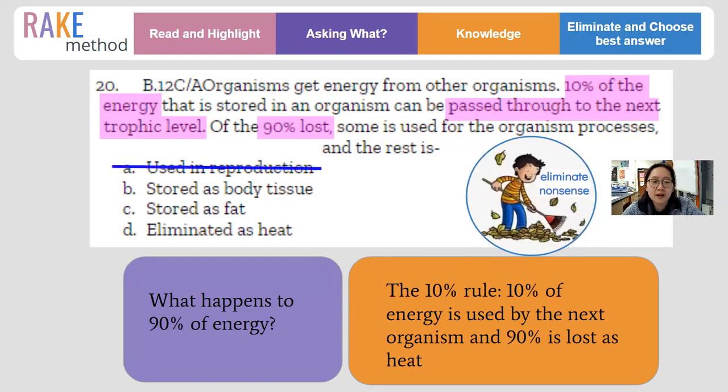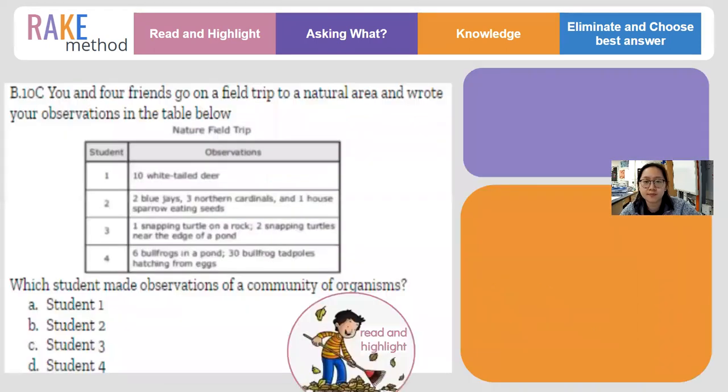So we're eliminating the answer choice that says use in reproduction, because we are not talking about reproduction at all when we're talking about the energy passing on or passing into the atmosphere. We also are not talking about the energy being stored as body tissue, because if it was stored as body tissue, technically it would have been passed on instead of released into the atmosphere, right? So that wouldn't be the 10% rule anymore. We also know it's not stored as fat, same reason as part B. So D is the correct answer because the rest is eliminated as heat and it gets lost into the environment.